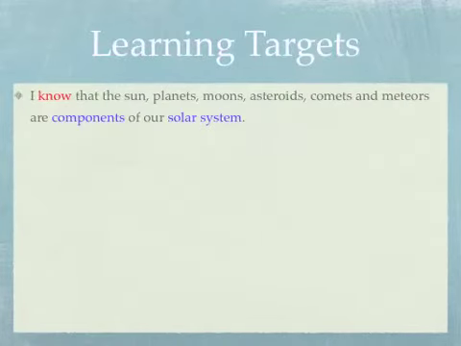And so the first learning target is that you know that the sun, planets, moons, asteroids, comets, and meteors are components of our solar system. So as you know by now, in order to know something, you recall it or you repeat it back, but you might not really understand why or how something works. Components are parts or pieces, and our solar system is the place where we live. So the Earth is part of a system of other planets, and we orbit a star. So that is what makes us a solar system.